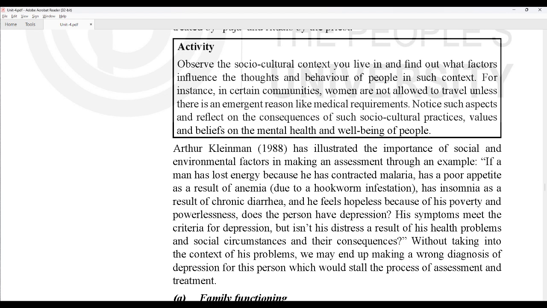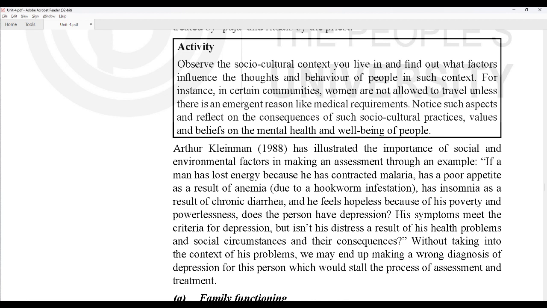For instance, in certain communities, women are not allowed to travel unless there is an emergent reason like medical requirements. Notice such aspects and reflect on the consequences of such socio-cultural practices, values and beliefs on the mental health and well-being of people. Arthur Kleinman, 1988, has illustrated the importance of social and environmental factors in making an assessment through an example.